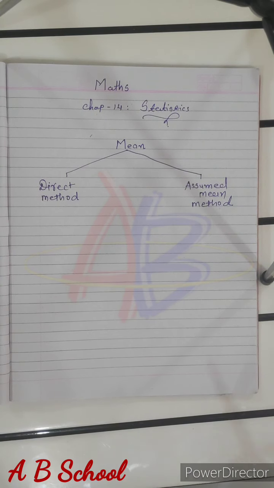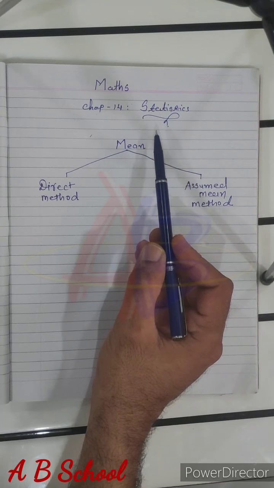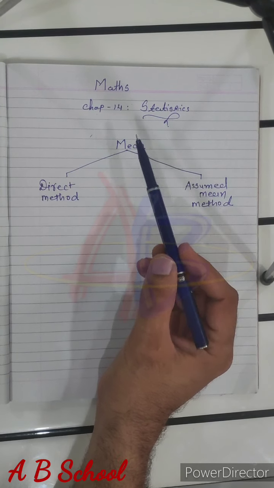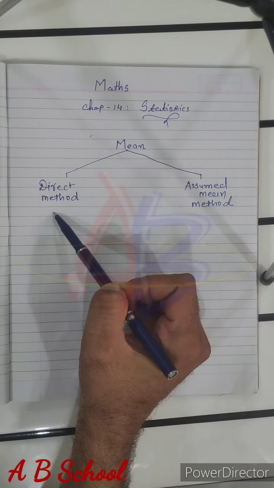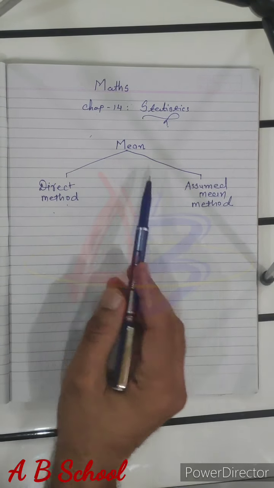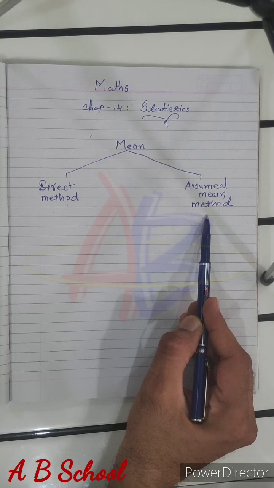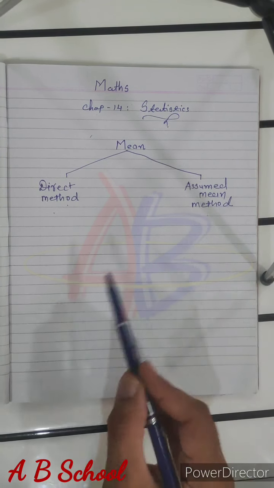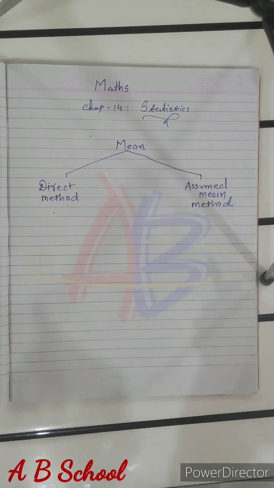We have started the chapter statistics. In our previous videos, we have seen how to find mean with the direct method and with the help of assumed mean method. Let us first revise them and we will go for the third method later on.